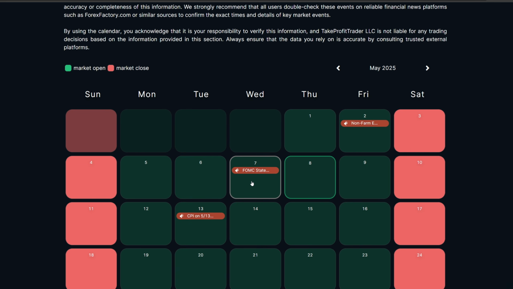We're going to pull up Forex Factory here in just a moment. And then next week on the 13th, we have the CPI data coming out at 8:30 a.m., which means I have to be out of all positions by 8:29, no open orders, and I can't place another trade until 8:32.